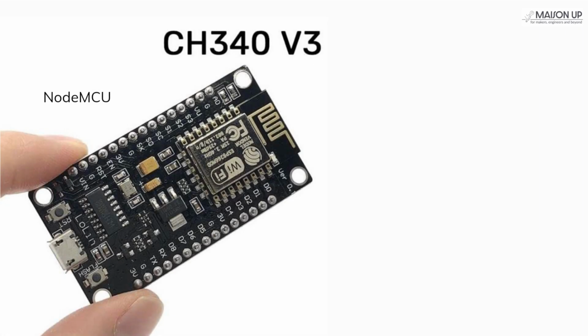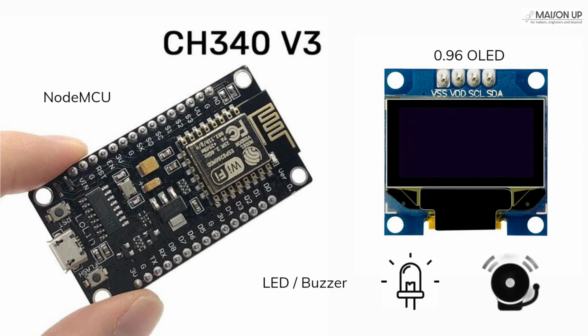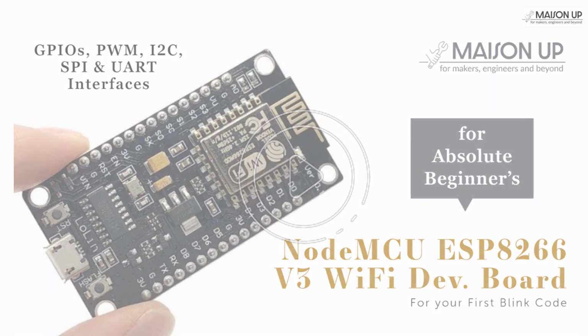To embark on this journey, you'll need a NodeMCU ESP8266 module, a 0.96 OLED display, and a small LED or buzzer for our time-triggered automation. If you're new to the world of ESP8266, we recommend watching our Getting Started video before proceeding. It will help lay the foundation with this powerful microcontroller.